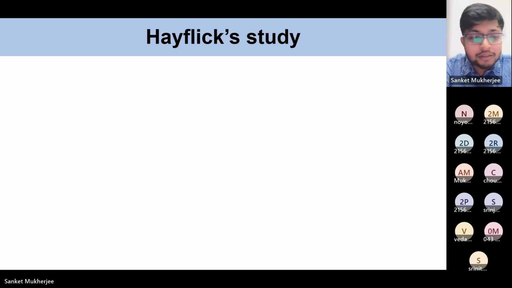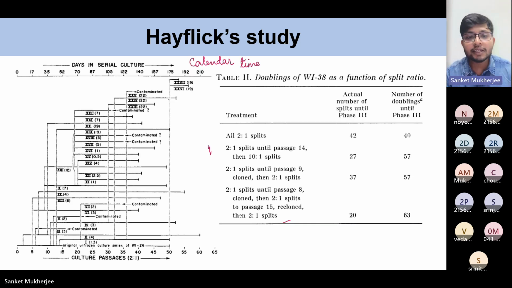So let's see what Hayflick has seen. On the right hand side, you see the doubling of these fibroblast cells, WI38, as a function of their split ratio. They have given the number of splits and the number of doublings. Splits is the number of times they have been subcultured, and doublings is what you have just seen.